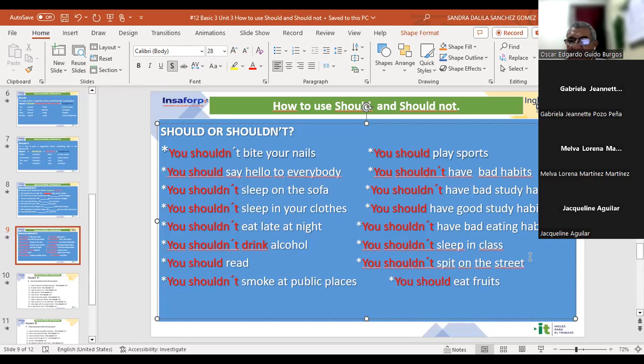Okay, complete the next, Oscar. You shouldn't sleep in class. You shouldn't spit on the street. You should eat fruit. Okay. Teacher. Yes. A mí me tocaba la 9, pero es que leí las 5 por error y ahí fue donde sumé las 3, así que aquí va la 9. You shouldn't smoke at public place. Okay, good, Sandra.